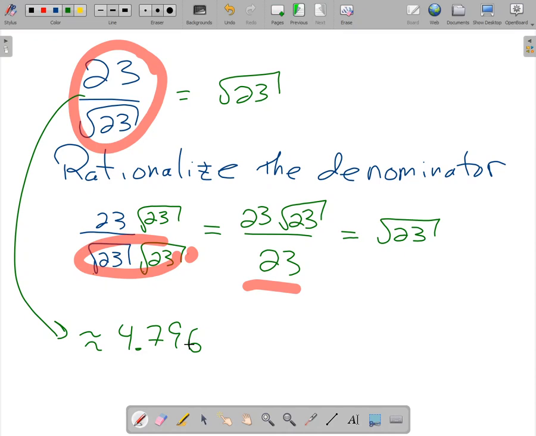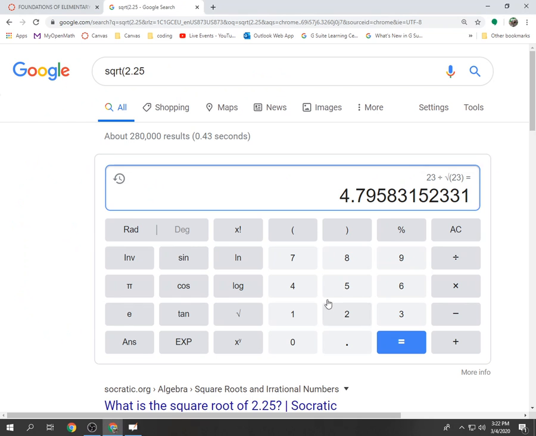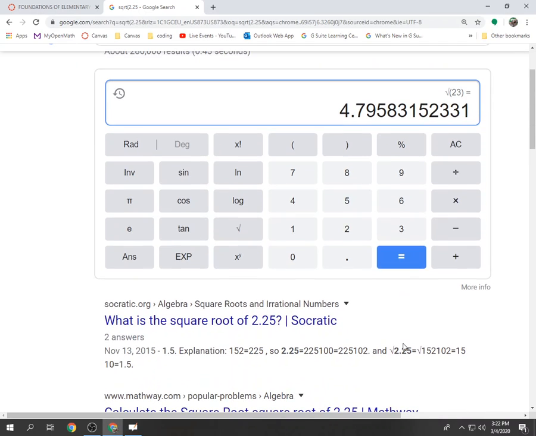And then I check that with the square root of 23, and it seems reasonable because 5 squared is 25, so it should be less than 5, so it seems okay. Calculator says just the square root of 23, all on its own, is the same number. Okay, so the calculator verifies that, yeah, there are 2 different ways to write the same number. So that's the idea of rationalizing the denominator.